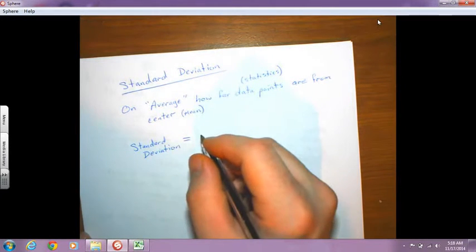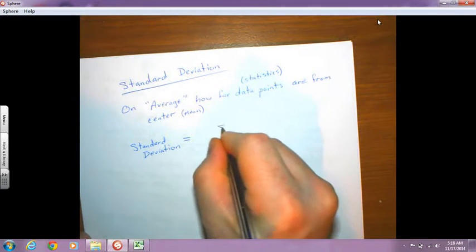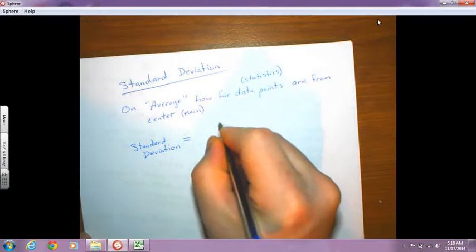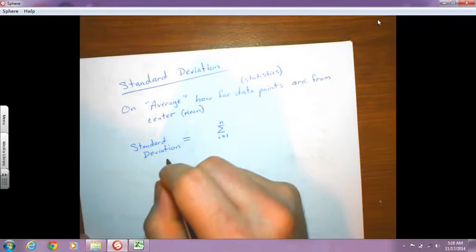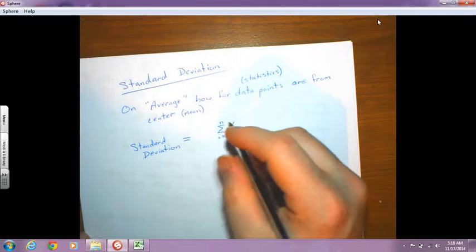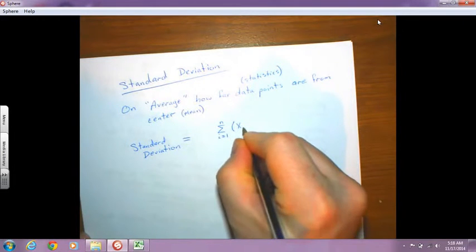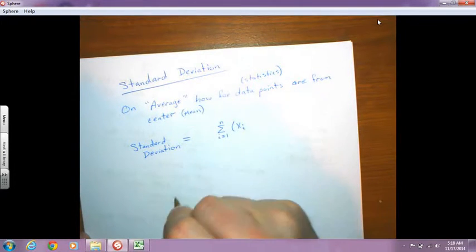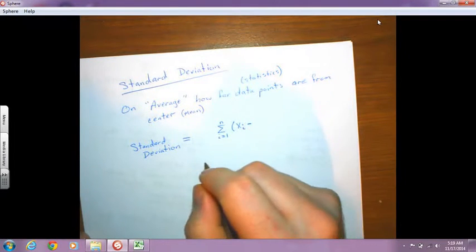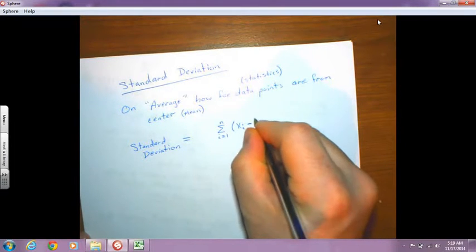But what we need to do is we need to make sure that we find all the deviations. So we're going to take the sum from i equals 1 to n, because we have n values in our list. And a deviation is the difference, or how far it is from the actual value. So I'm going to take each data value, x sub i, and we're going to figure out how far that is away from the mean.